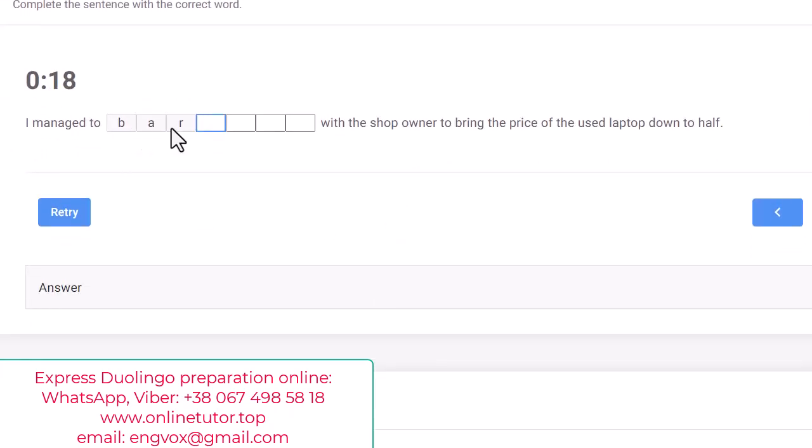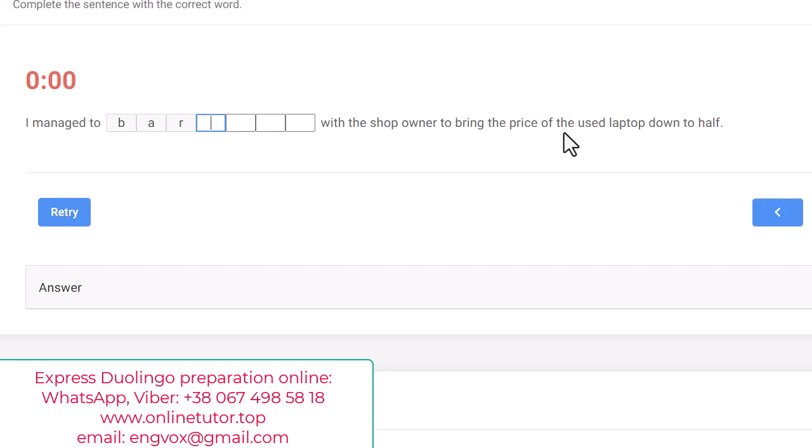I managed to bargain with the shop owner to bring the price of the used laptop down to half. Or to half, as you like. Part of speech. I managed to with the shop owner. I think it's obvious. I managed to do something. Yes, so it's a verb. I don't even know how we can stuff something else here. I managed to do something with the shop owner to bring the price of this laptop down. So what do we usually do in the shop? Some people hate doing that, but some people are crazy about it. If you want to reduce the price of the thing you want to buy.